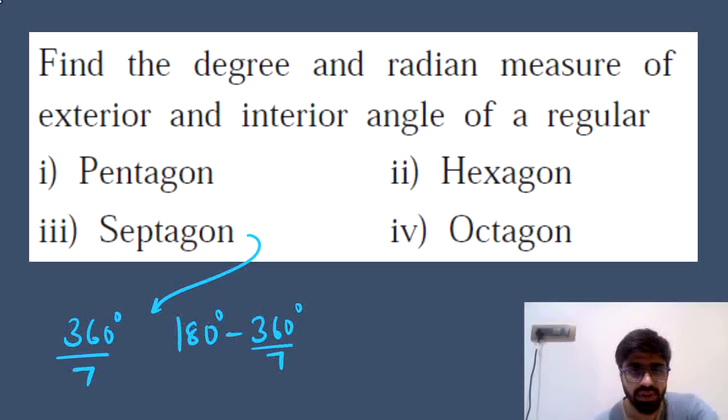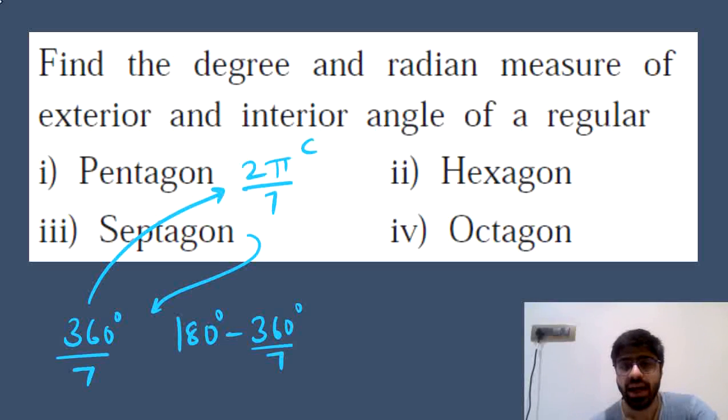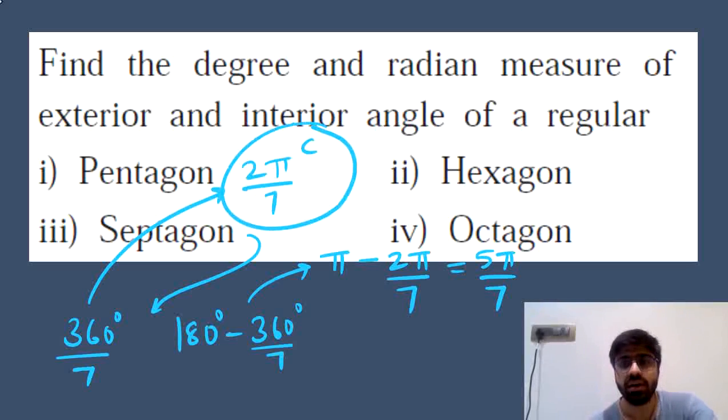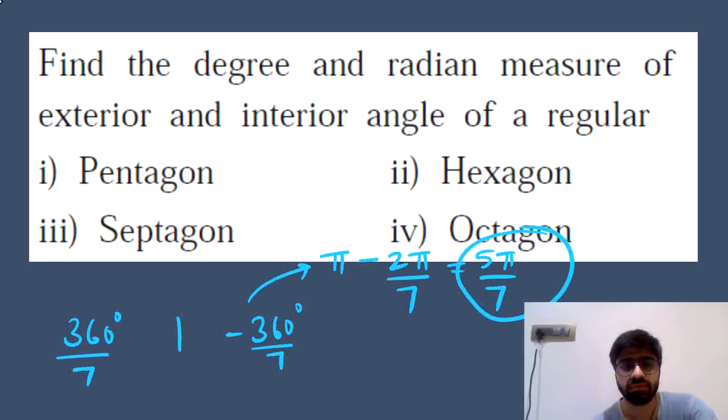Okay, let's convert it. 360 upon 7 into pi upon 180. So 180 and 360 will get cancelled, giving you 2 pi by 7. And the interior angle would be 180 is pi, minus 360 is 2 pi divided by 7. So I guess when you subtract them, you are going to get 5 pi by 7. Okay, so these are the measures of exterior and interior angle of a regular septagon.